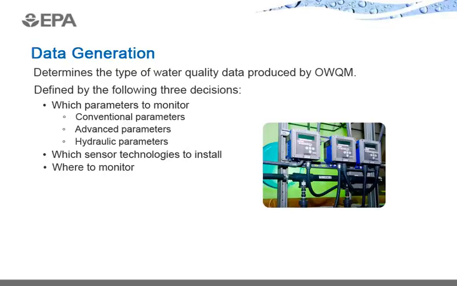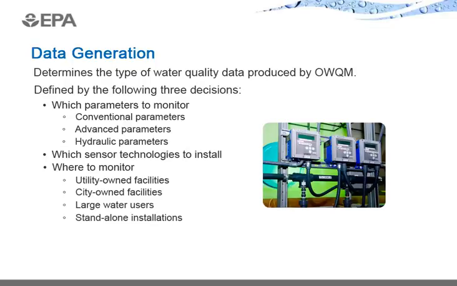Finally, utilities need to identify where to monitor. Monitoring stations can be located anywhere in a distribution system where there is an available supply of water, including utility-owned facilities, such as pump stations and storage tanks, city-owned facilities, such as fire and police stations, large water users, such as bottling plants and hotels, and stand-alone installations, often installed within a public right-of-way.